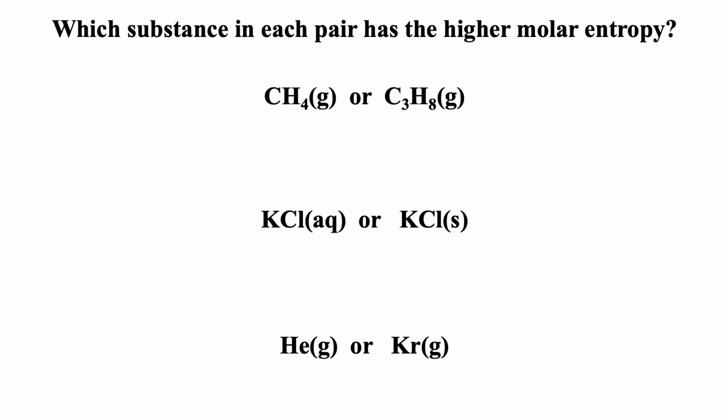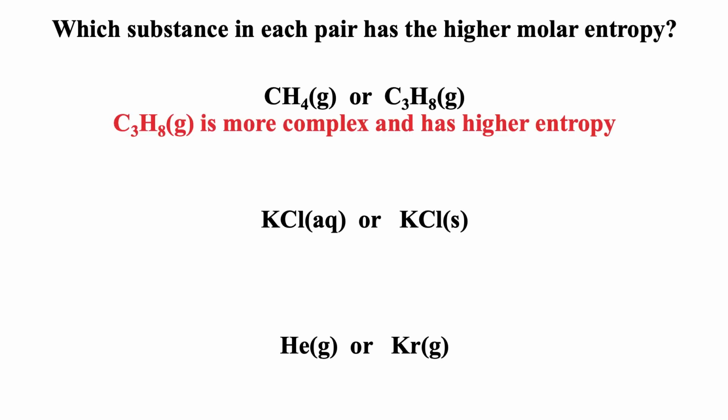So which substance in each pair has a higher entropy? Here we have methane versus C3H8. Notice they're both gases. Typically for gases, intermolecular forces are negligible, so they shouldn't be taken into consideration. They're the same phase, so phase doesn't matter. C3H8 has more atoms per molecule, which leads to more energy states and more possible configurations. And so C3H8, which is propane, should have a higher entropy.